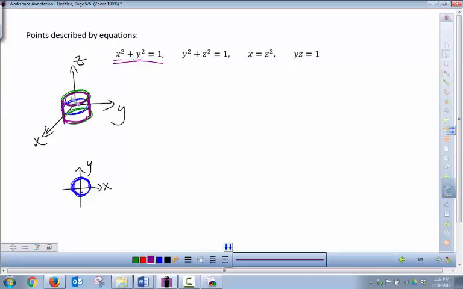It goes to infinity in both directions. It looks like I stopped here, but really it goes on forever. Just like a line goes on forever, just like a plane goes on forever. This is a cylinder that will go on forever.